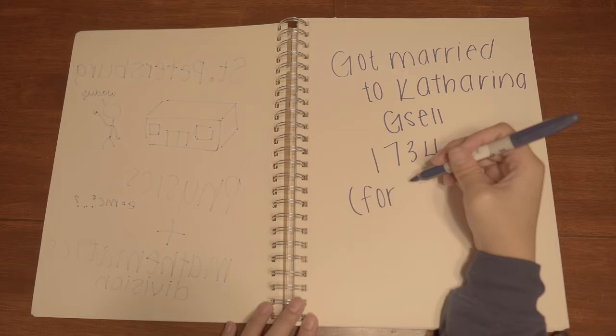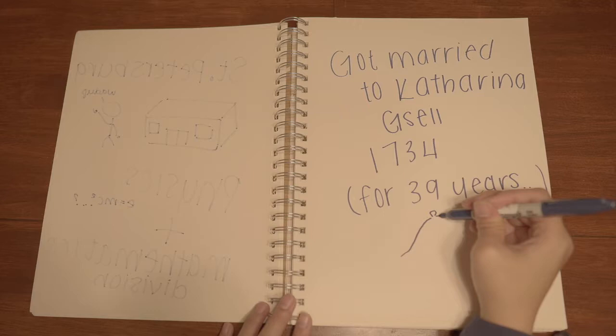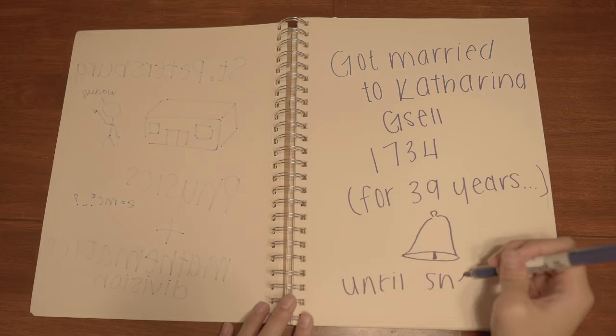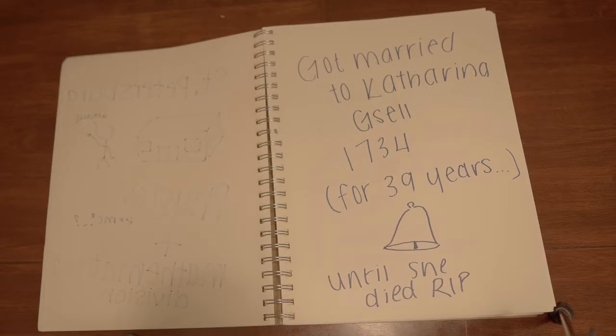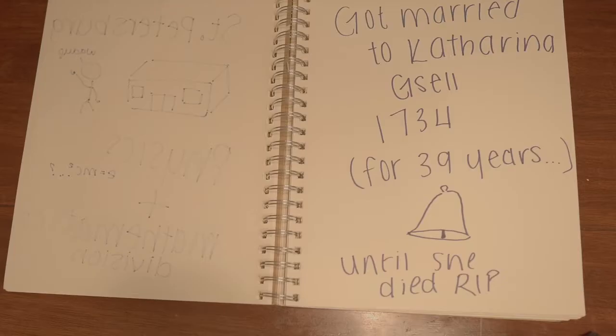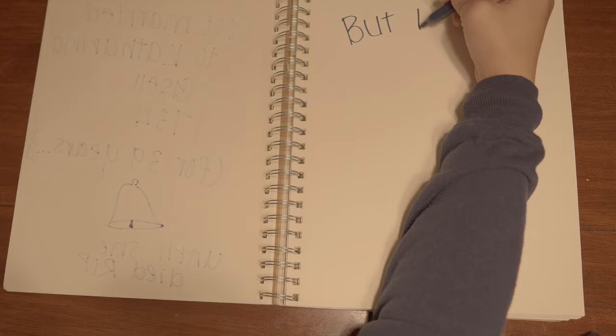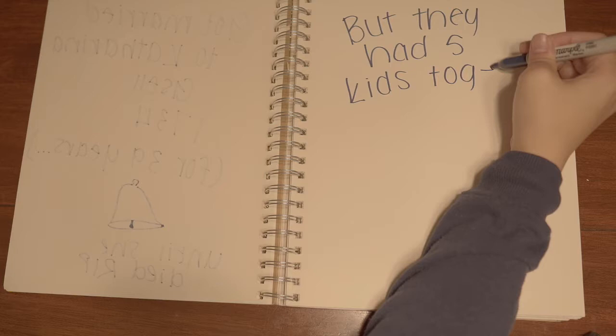Euler was married to his first wife, Katharina Gazelle, in 1734, and they were married for 39 years. During this time, they had 5 kids: Johann, Christoph, Charlotte, Karl, and Helen.